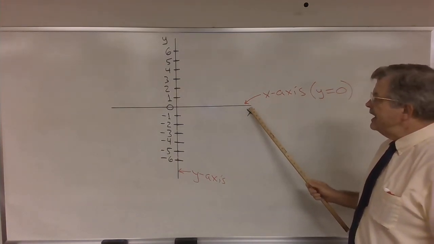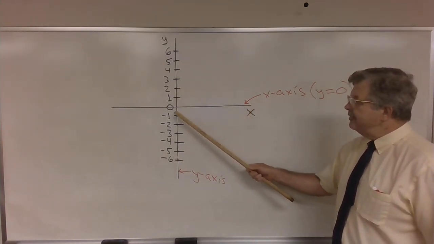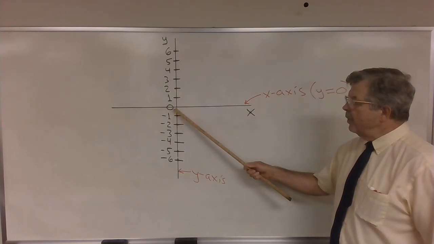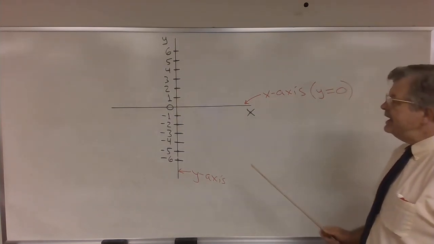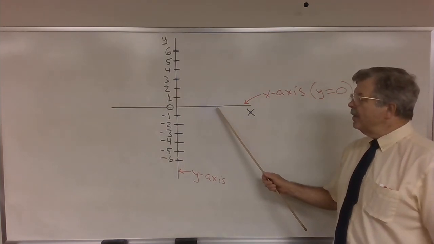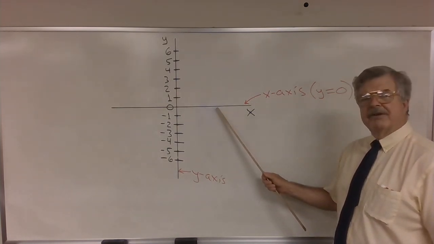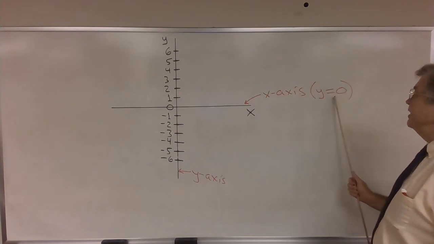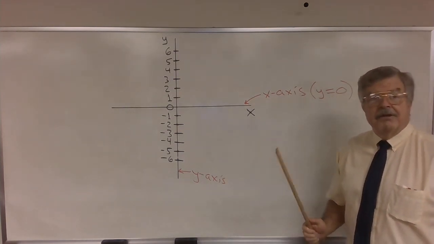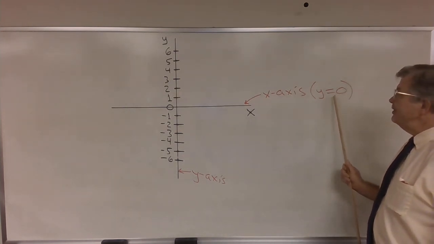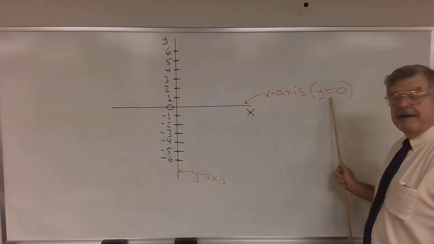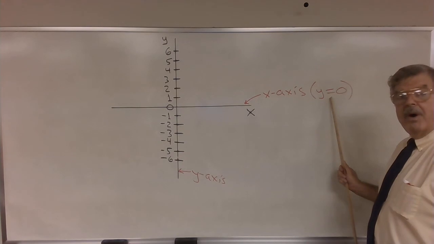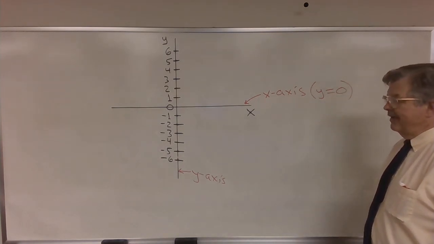And notice that the x-axis passes through this point, y equals 0. And what that means is that the y-coordinate of every point on the x-axis is 0. So another way of describing the x-axis is to say that the x-axis is the line where y equals 0.